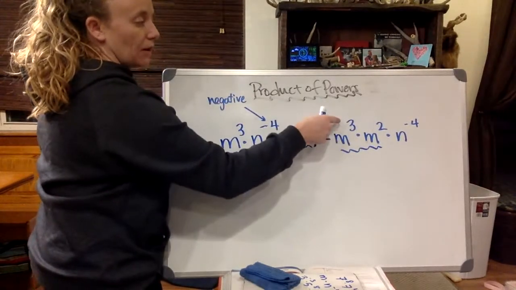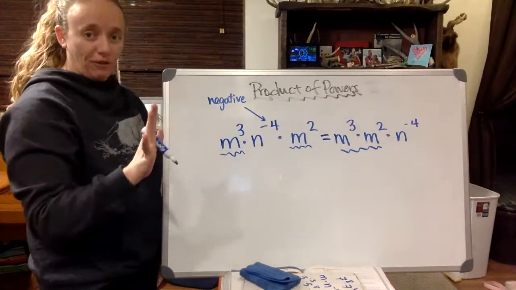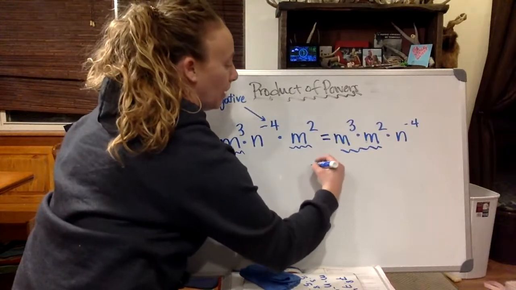The bases are the same, and they're multiplying each other. Therefore, I can add my exponents. So I should get m to the fifth for my exponent. But let's be sure by expanding it out.